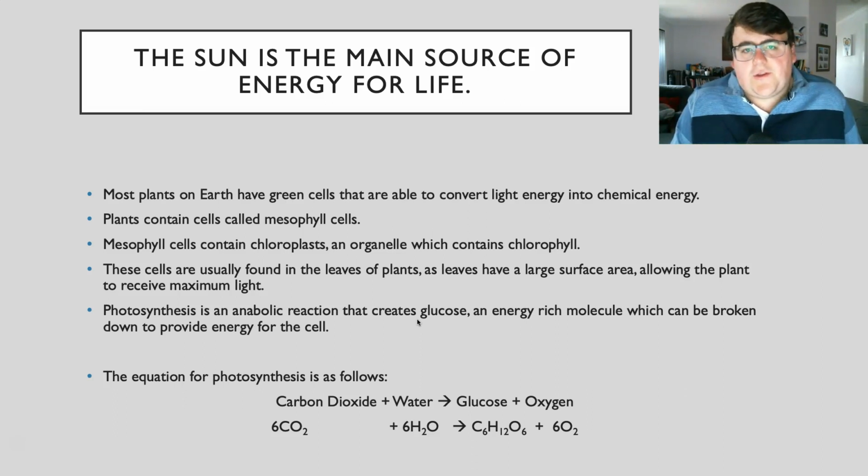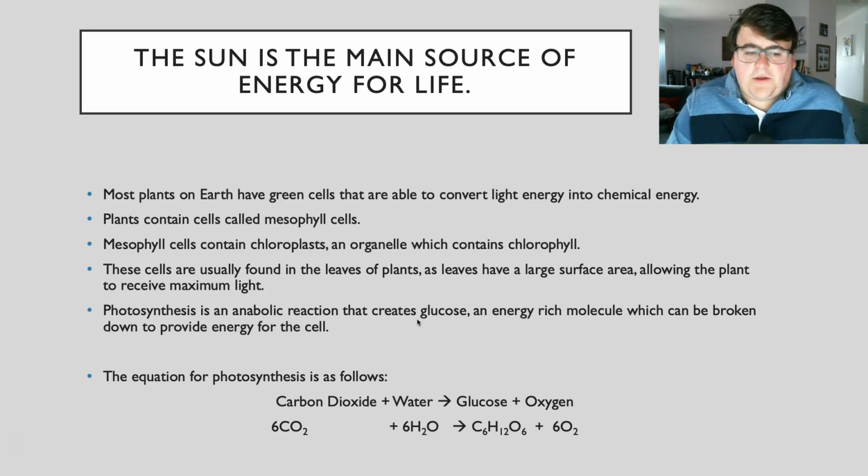So most plants on Earth have green cells in them, and those green cells are able to convert light energy into chemical energy. Those cells are called mesophyll cells. Now, mesophyll cells contain chloroplasts, which is an organelle which contains a chemical called chlorophyll. These cells are generally found in the leaves of plants because the leaves of a plant have the largest surface area of any part of that plant. That means that the chloroplasts in that leaf will absorb the maximum amount of light, because there's a lot greater surface area, more chance of light landing on there, more chance of that light being converted into chemical energy.